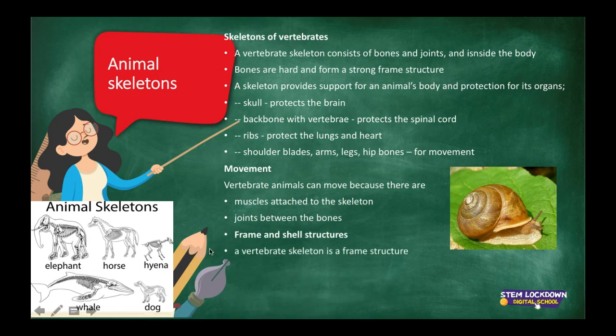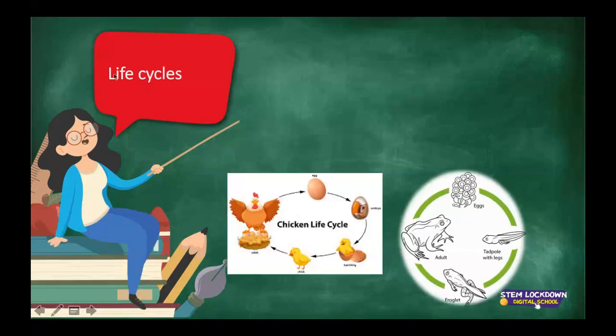Frame and shell structures. A vertebrate skeleton is a frame structure. Some invertebrate skeletons are shell structures, such as that of a crab. Now let's look at the life cycle of a chicken and a life cycle of a frog.